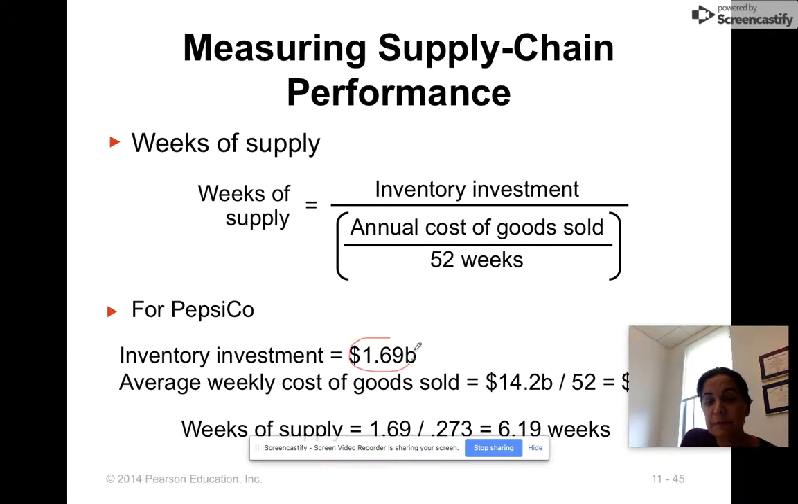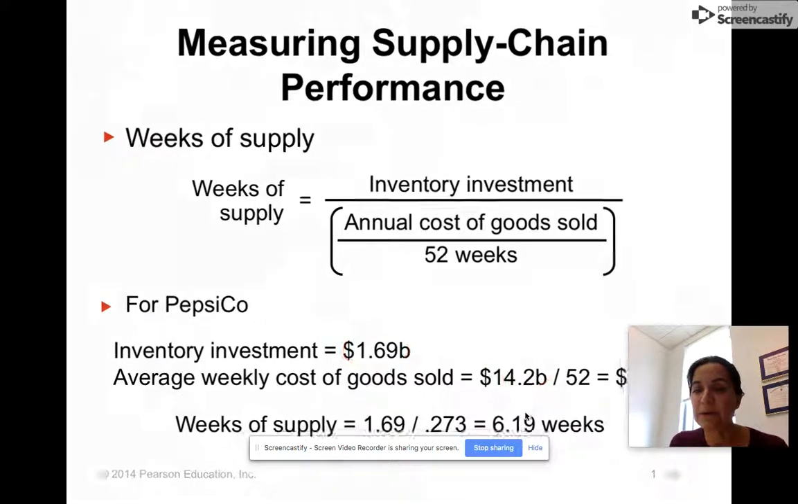Inventory investment is 1.69 billion, and average weekly cost of goods sold is 14.2 billion. So you would do 1.69 divided by this number, 0.2763, and you know that from one batch of inventory, Pepsi-Cola can go about 6.2 weeks. That's what this metric is saying.